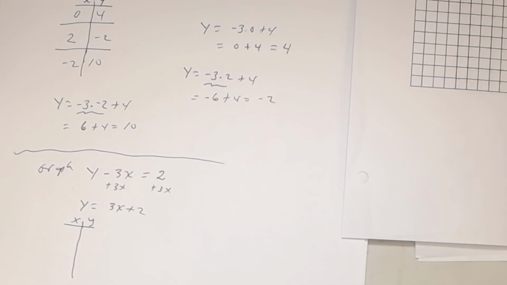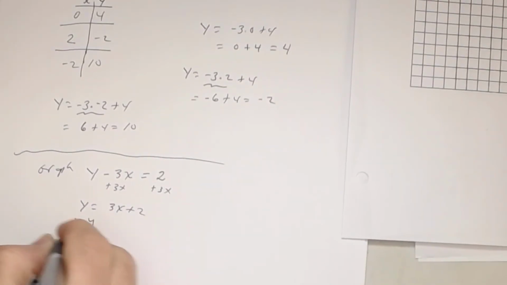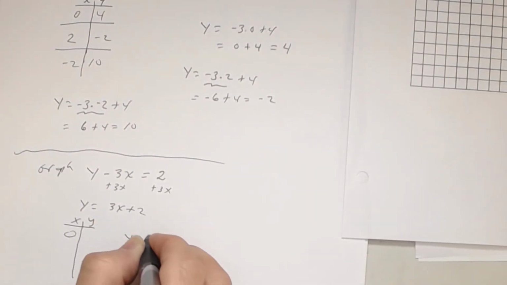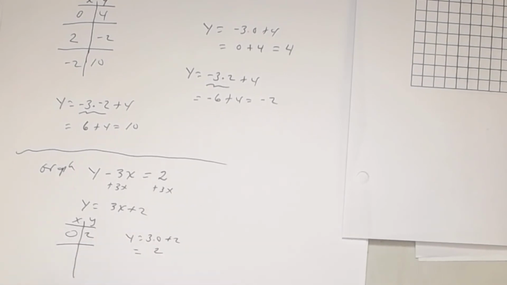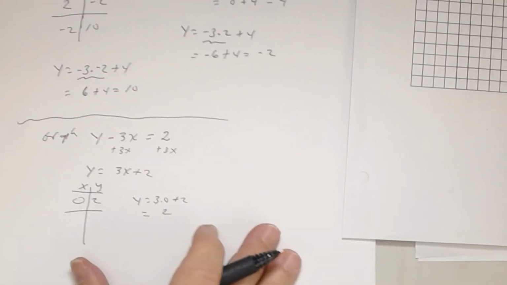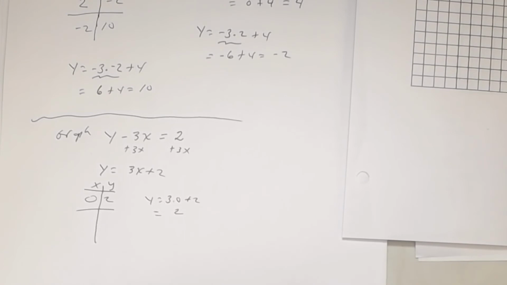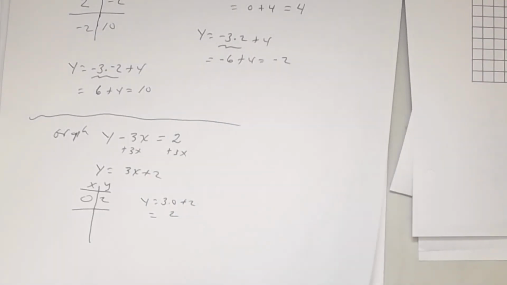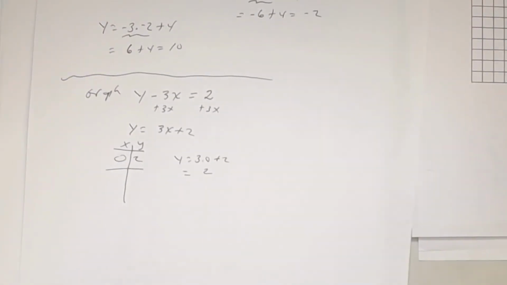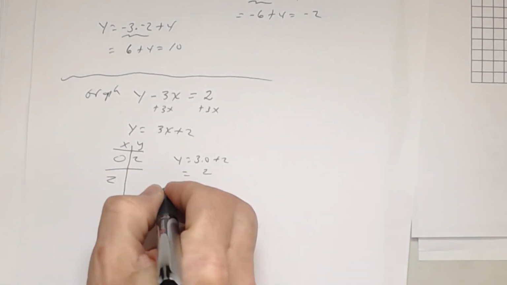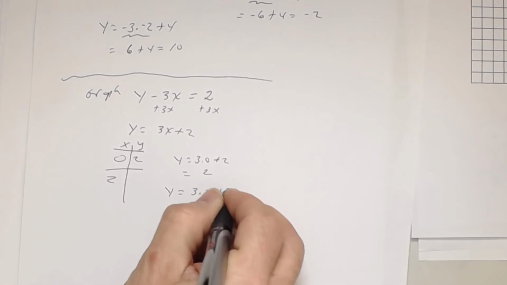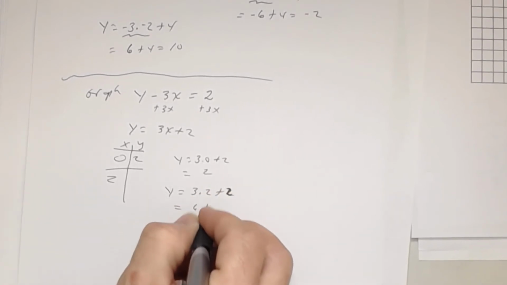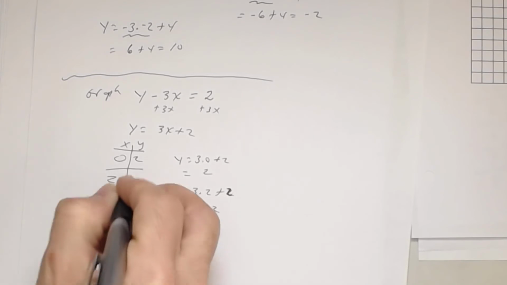So give me a number for x. 0. So if x is 0, I get y equals 3 times 0 plus 2, which is what? 2. Give me another number for x. 2. Y equals 3 times 2 plus 2. So that's 6 plus 2, which is 8.